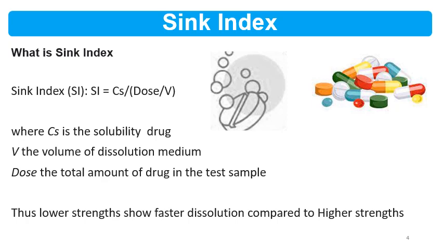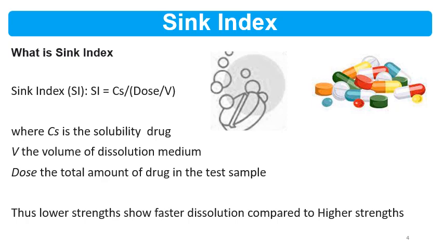Now what is sink index? Sink index is a very important factor which is required when you are studying different strengths. Sink index includes the solubility of drug, that is CS, the volume of the dissolution medium, and the dose, that is the total amount of the drug in the test sample, meaning in the formulation. So SI is equal to CS multiplied by volume divided by dose. If you have the solubility information, the volume of dissolution medium, and the dose, then you can determine the sink index.